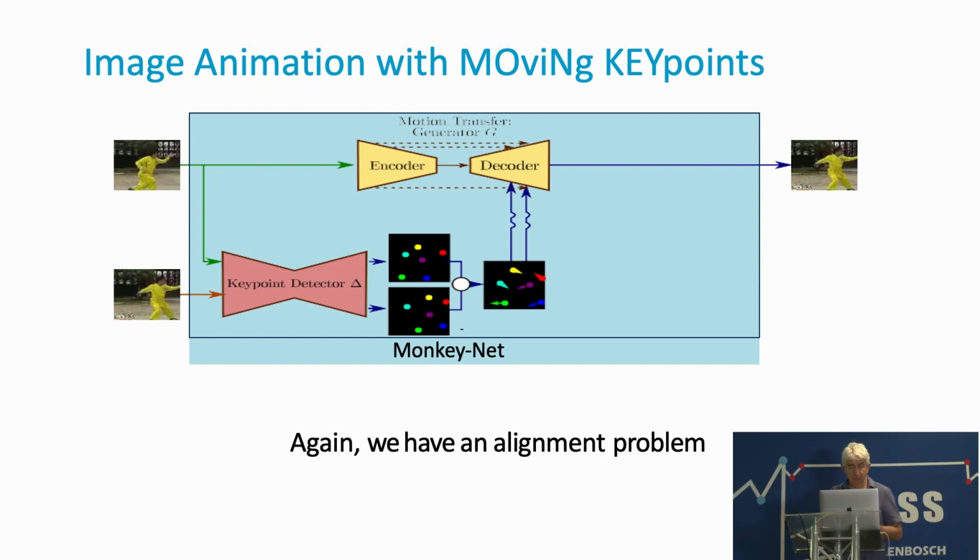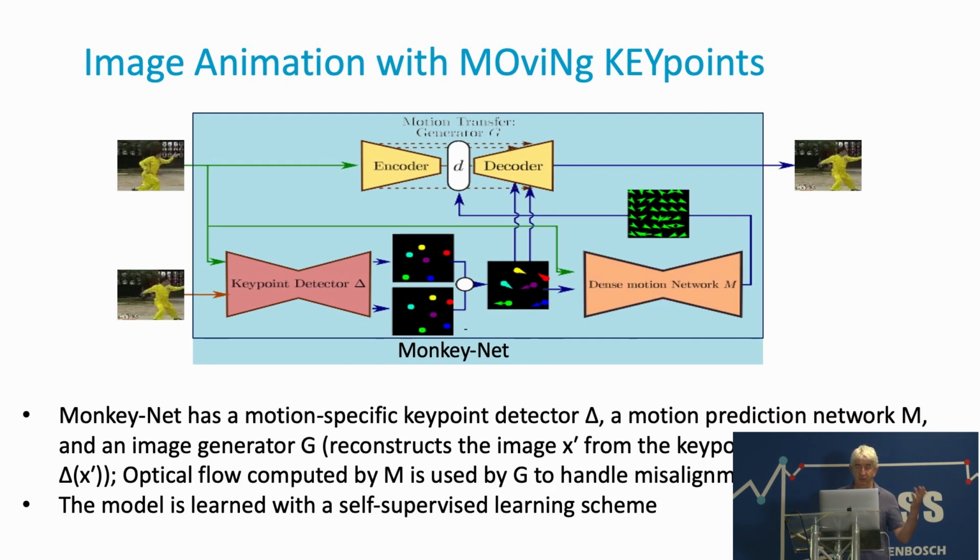And of course, we have an alignment problem. So here, what we do is obtain this motion-specific key point detector. We have a prediction network and an image generator. We'll give you some details in the next slides. This generator reconstructs the image from the key point positions and the differences between the different key points. And we are using optical flow to handle the misalignment between the two generated spaces.